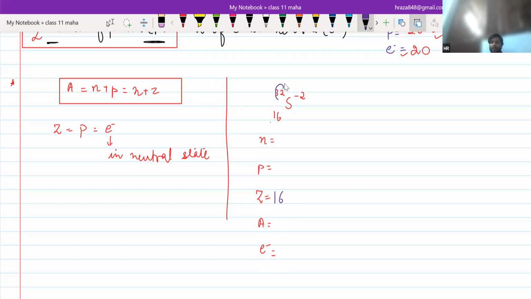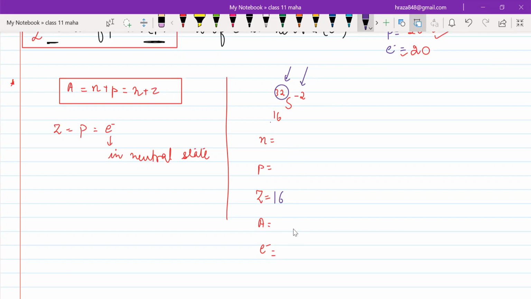This is 32. I just wrote the mass number here instead of there because there is a charge on this atom, that's why. Okay. So the mass number can be written on the left or right according to our convenience, but it will be on top. So the mass number will be 32.